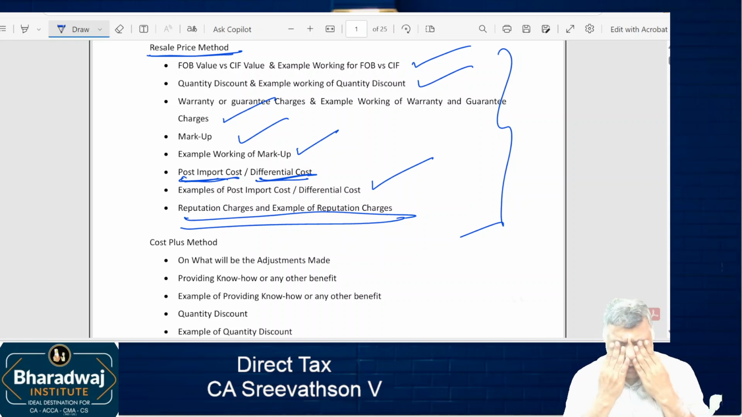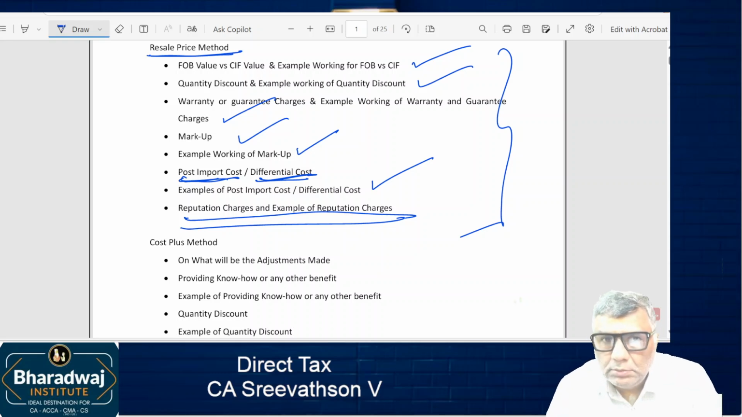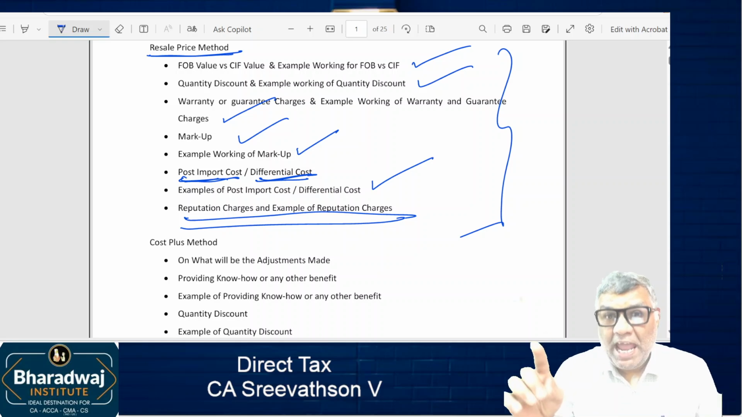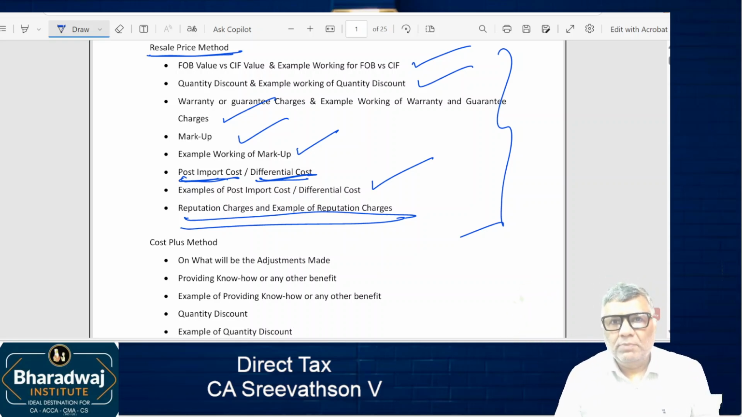Less warranty and guarantee charges, where AE's period is lesser than the independent party.